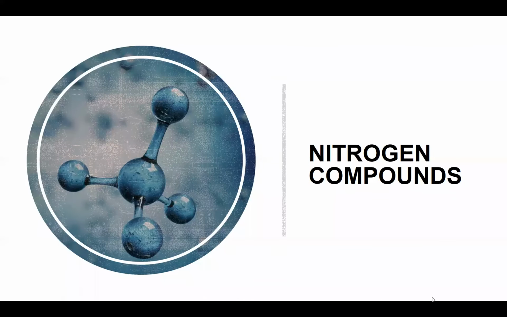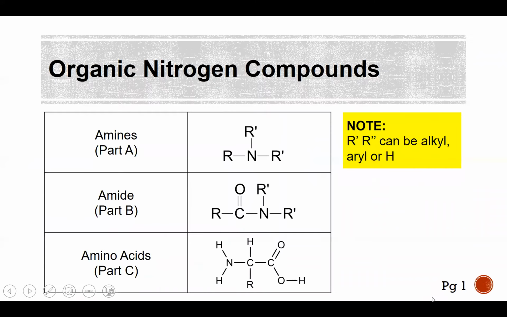I'll use this video to give you an introduction to nitrogen compounds in organic chemistry. This lesson is divided into 3 parts. For part A, we'll address amines, where the nitrogen center is bonded to either alkyl groups or hydrogen atoms. For part B, we'll look at the acid derivative, the amide linkage. Then for part C, we are going to look at amino acids, where you have an amino group and a carboxylic acid group bonded to the same carbon.